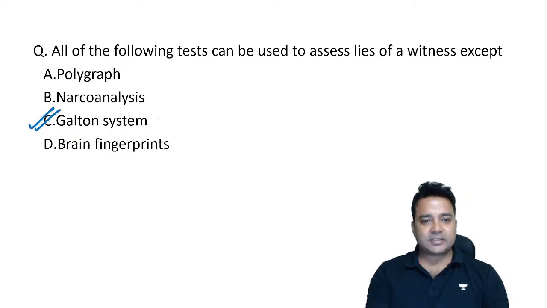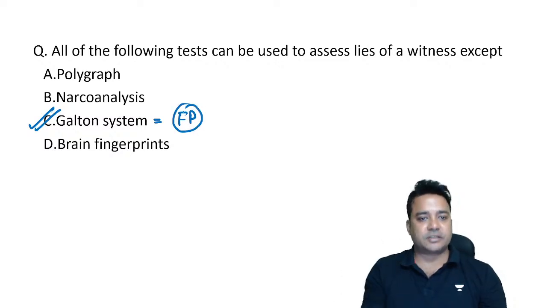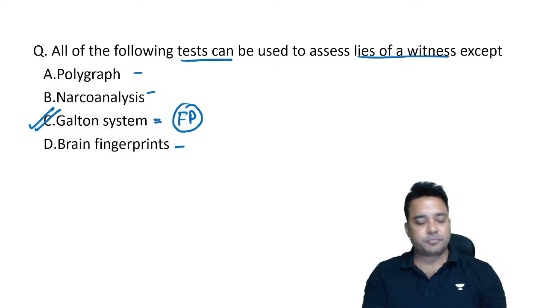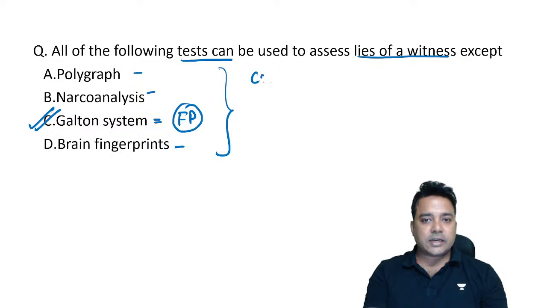Galton system. Galton system is another name for fingerprinting method of identification, which is also called dactylography, dermatoglyphics. Dactylography and dermatoglyphics are other synonyms. Whereas polygraphy, narco, brain fingerprinting, they are tests which can catch lie of a person. Before doing these tests, consent is mandatory. Prior consent is mandatory.